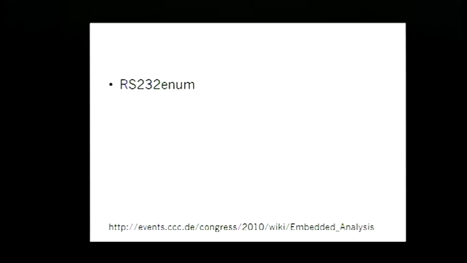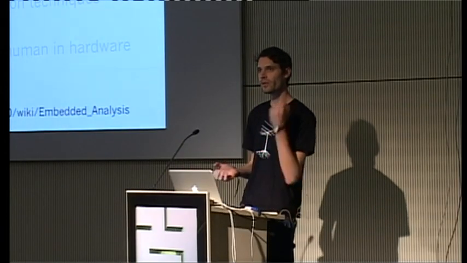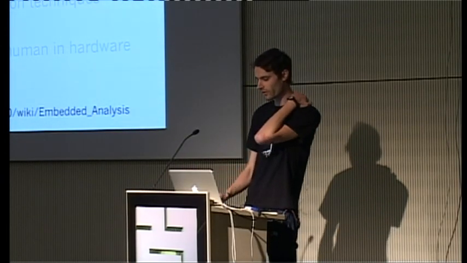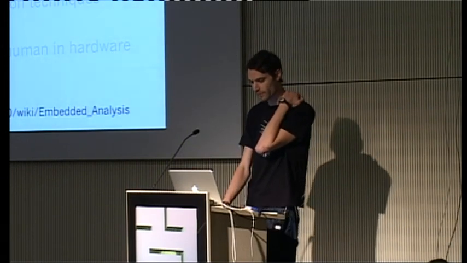So let me start by saying that it's either that embedded analysis and hardware, the field, is extremely stupid, or I'm extremely stupid. And if it's me, how I overcome my stupidity is by developing tools to help me be a bit smarter. So one of the tools is RS232 enum, which basically, when you have a set of pins inside your device, or pads, or vias, and you want to determine if serial is enabled, this is a tool which we'll go over that makes this easier.